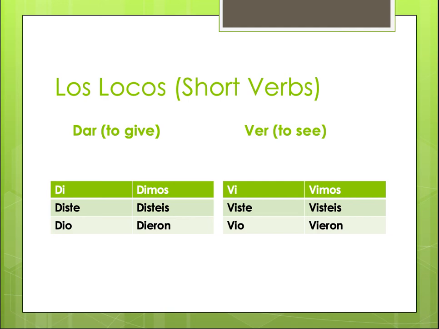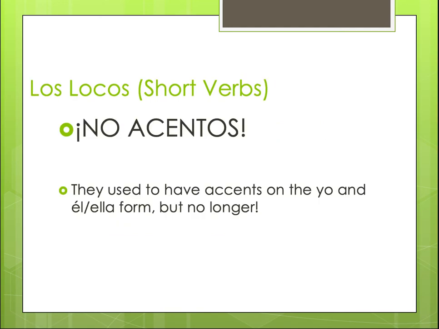And then we've got dar and ver. Dar is di, diste, dio, dimos, disteis, dieron. Ver is vi, viste, vio, vimos, visteis, vieron. No accents on any of them. Quick note about this group, they do not have accents.